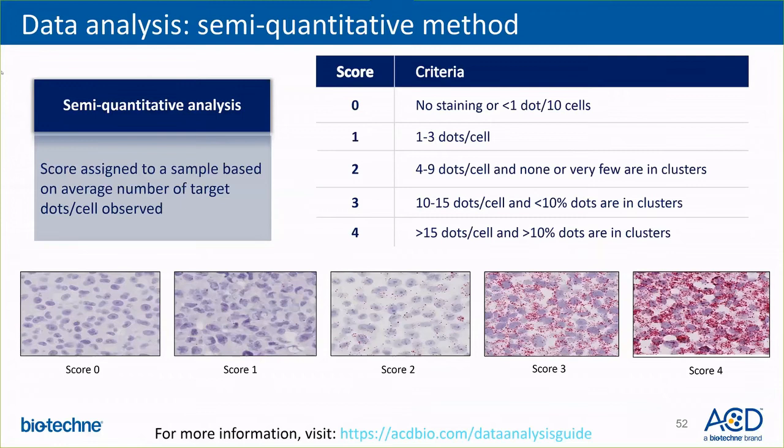And here's a brief overview of our semi-quantitative method of analyzing RNAscope data. RNAscope can be quantified by manually counting the number of dots per cell. It is also known as the semi-quantitative scoring method. With this method, a score of 0 to 4 is assigned based on the average number of dots per cell. For more quantitative approaches to data analysis of the RNAscope results, visit the link below where you can download a free guide describing the different methodologies available to quantify your results. If you have further questions, please contact technical support for recommendations.